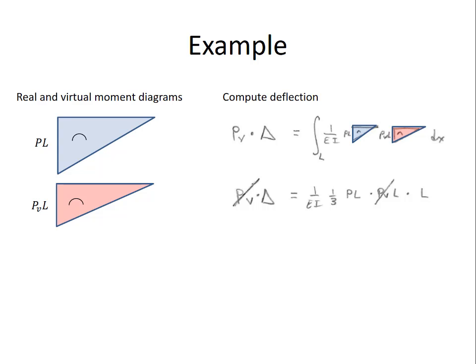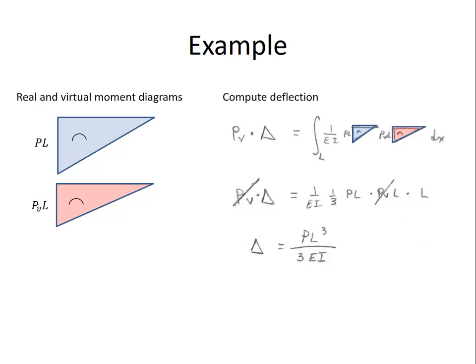Bring down the term from the left-hand side. The 1 over EI comes out. The integral is computed with the table, a factor of 1/3. Height of one shape is PL. Height of the other shape is PV times L. The base common to both shapes is L. The PV cancels, and I'm left with the answer. Delta is equal to PL cubed over 3EI, which is what we had before, with somewhat less work.